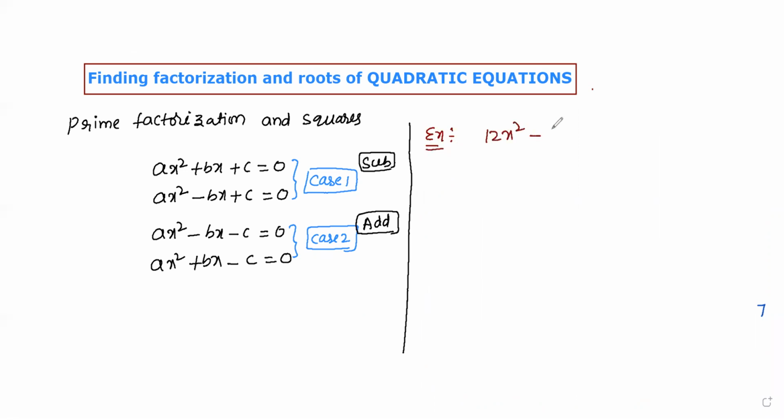12x square minus 59x plus 72 is equal to 0. First, we have to write the prime factorization. So that is 2 into 2 into 3, and for 72 it will be 2 into 36. 36 can be written as 2 into 18. 18 can be written as 2 into 9. 9 can be written as 3 into 3. So this is the prime factorization here.